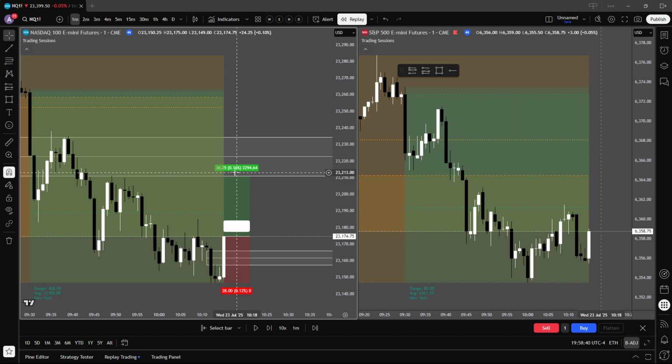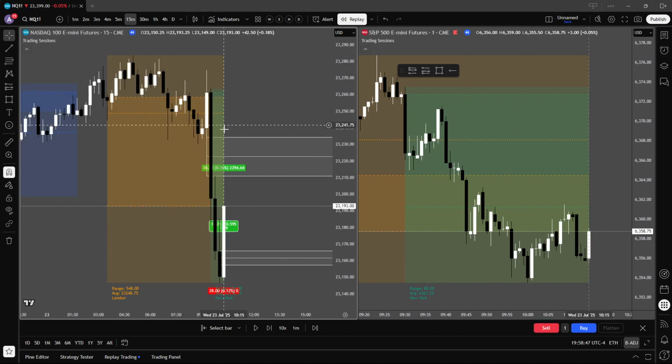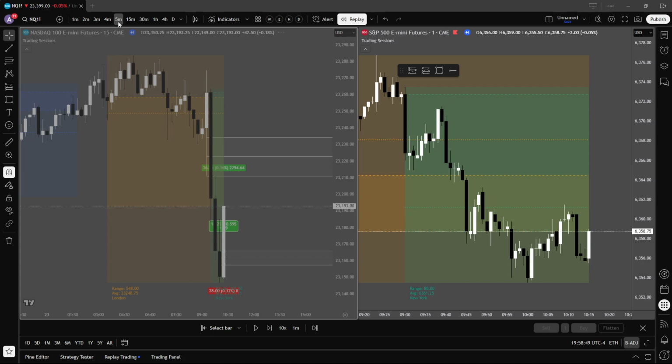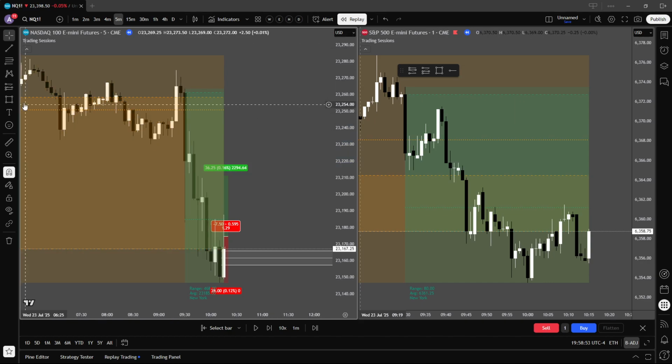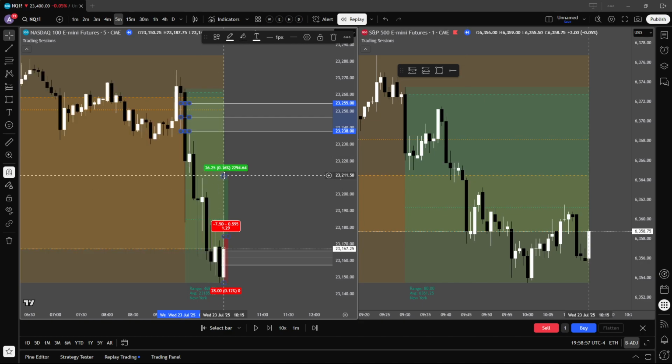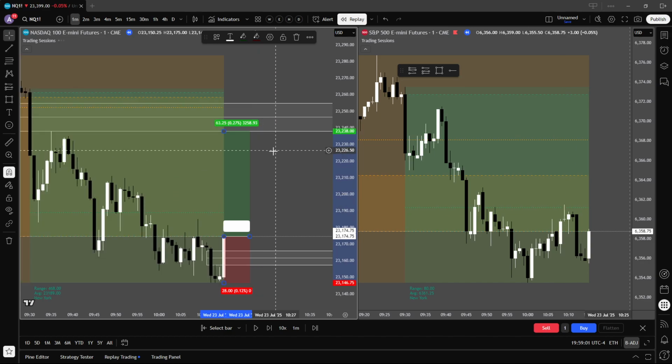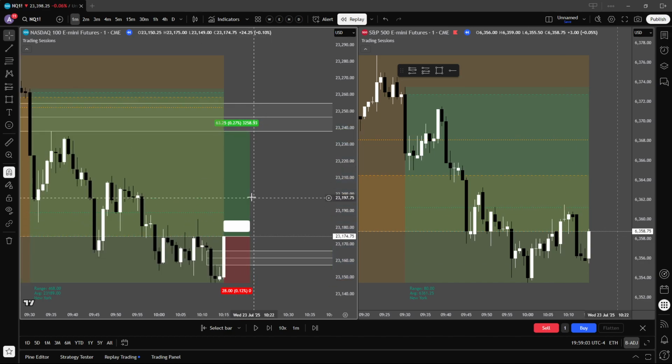36 points is more than enough for me. So I would have 100% had my take profit set here at this 15-minute fair value gap, at this untapped 15-minute fair value gap. Or if you wanted to be a bit more ballsy, you could have gone to London high, obviously, or even this 5-minute. That's just super risky, and I'm honestly willing to see if this plays out. But yeah, 30 to 40 points is more than enough for me.